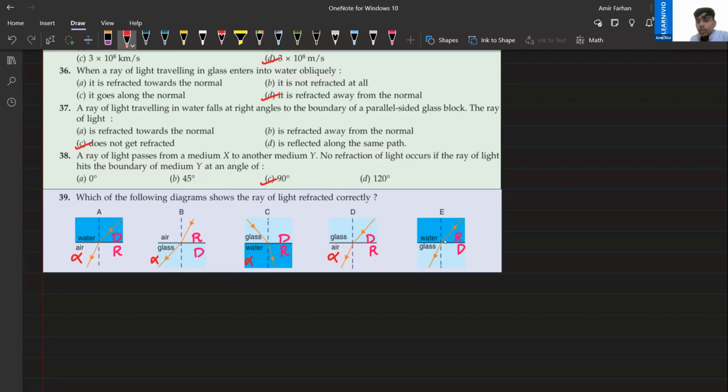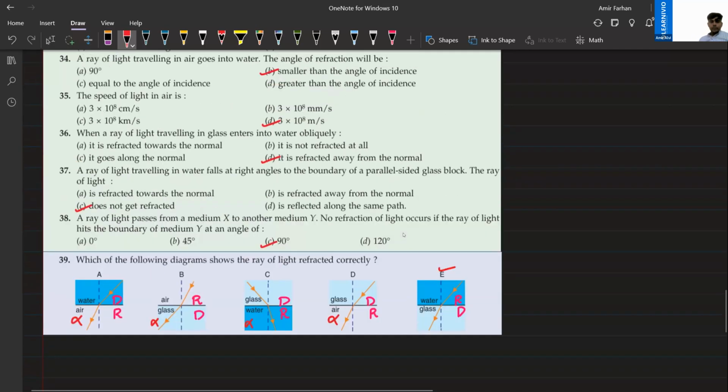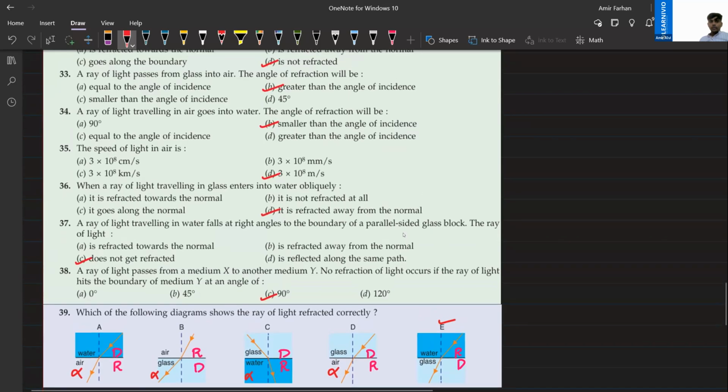This one, last one. Where should the light ray move? Towards, yes or no? So yeah, it is going towards. So that means the E option is the right one. So please check your answers and let me know how many of you have got the correct answers. One by one. Rayan, how many answers have you got right?